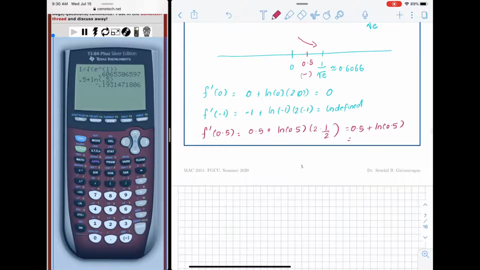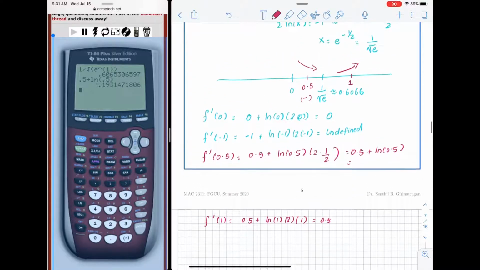Now I need to pick an easy number between 0.6066 and infinity. I'm going to pick 1. That is my test point, because ln of 1 would be 0, and it will make things easier. So 0.5 plus ln of 1 multiplied by 2 times 1, which is 0.5. I get a positive number, so it has to be increasing.